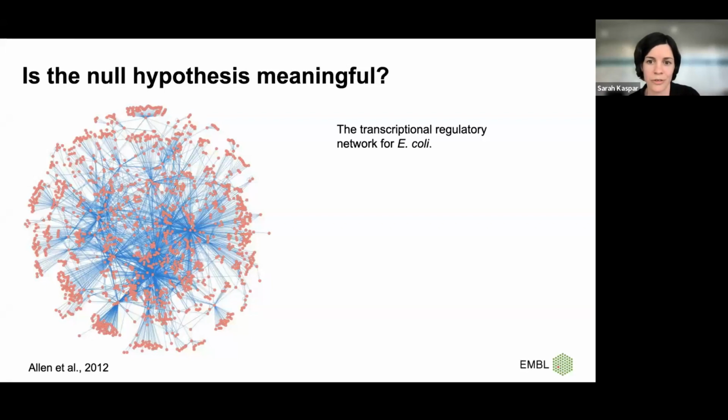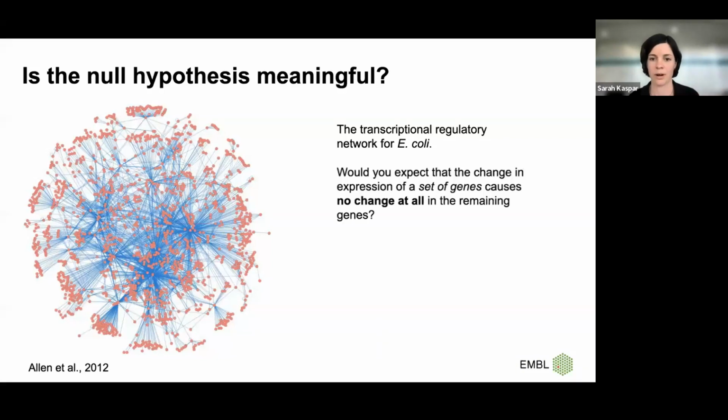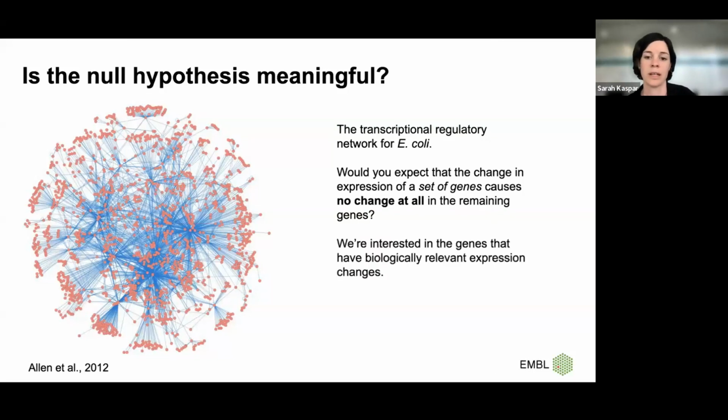And now have a look at this. This is the transcriptional regulatory network for E. coli. And I think it's clear that in this network, really everything is connected to everything else, right? So now imagine that you have some condition that changes the expression of a set of genes in that network. Would you really expect that this change in expression in the set of genes causes no change at all in the remaining genes? Well, probably it does, but the changes won't be that large. So you will not be interested in finding that all the genes are somehow differentially expressed, but you're indeed interested in those genes that have a substantial expression change. So here at this point, I repeat my point. Please also have a look at the effect size.